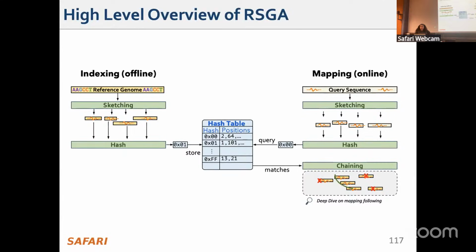Here is a high-level overview of how it looks. Fundamentally, it's very similar to what we talked about in the past. We have some offline indexing, but now we need to index the raw signals. So we have a reference genome of humans, or whatever other species we want to work with. It needs to be translated into these chunks of signals and hashed.